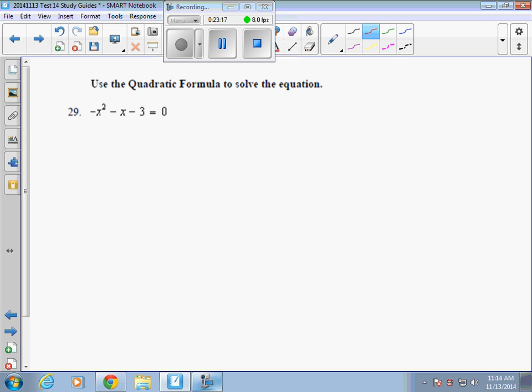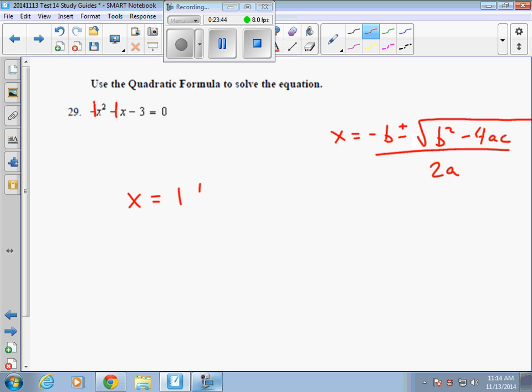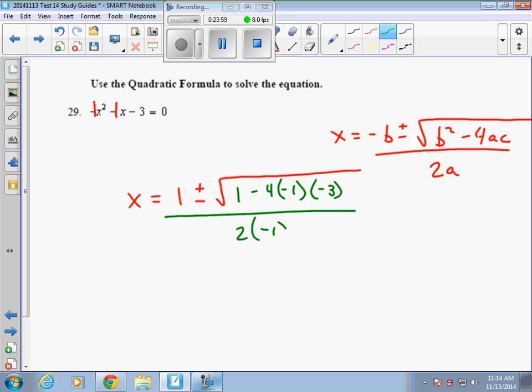29 says use a quadratic formula. The quadratic formula is negative b plus or minus the square root of b squared minus 4ac over 2a. Everything's in standard form already. So negative b is, this is b's value, negative 1. This is a's value, negative 1. Negative b will be positive 1. Negative negative is a positive, plus or minus the square root of b squared. Negative 1 times negative 1 is 1, minus 4 times a is negative 1, times c is negative 3. All of that's over 2 times a is negative 1.